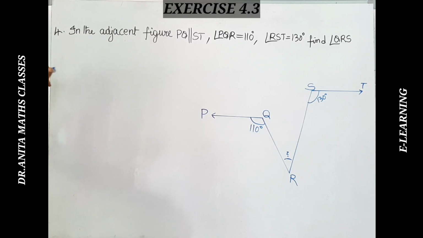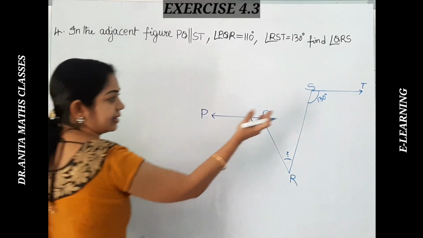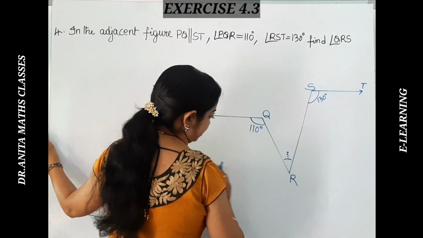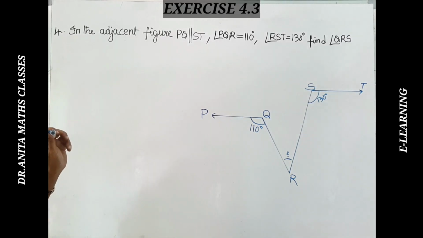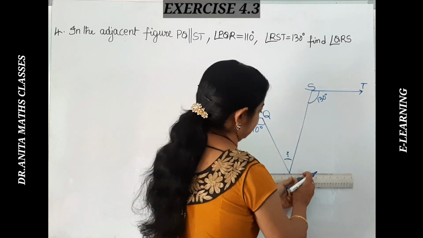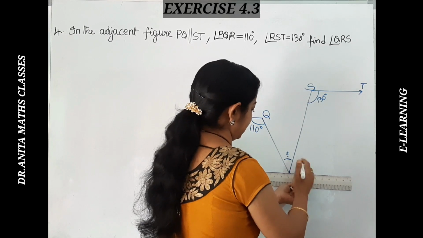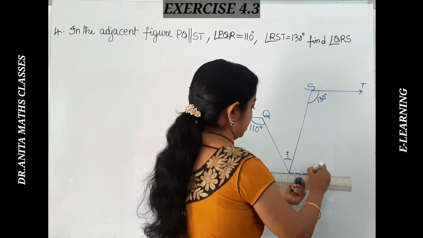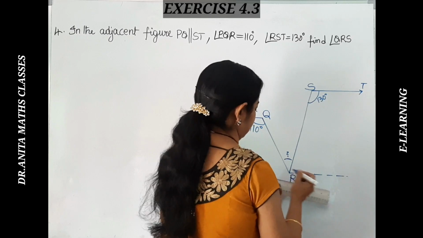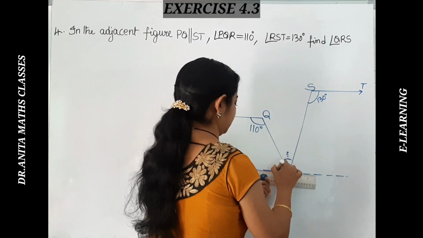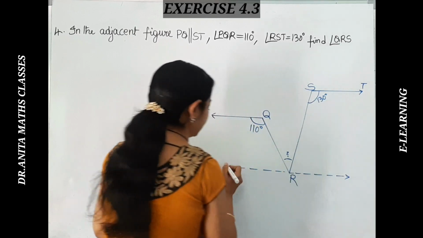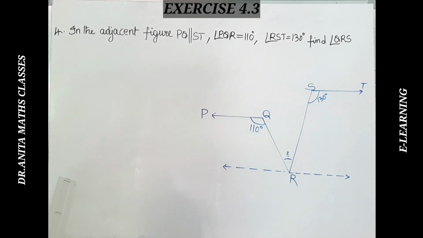Here a hint is given: draw a line parallel to ST such that it passes through R. That is the hint given. So let us draw that. Passing through R, let me draw a line. This is the line. So the construction is made, and we will draw it with dotted lines.